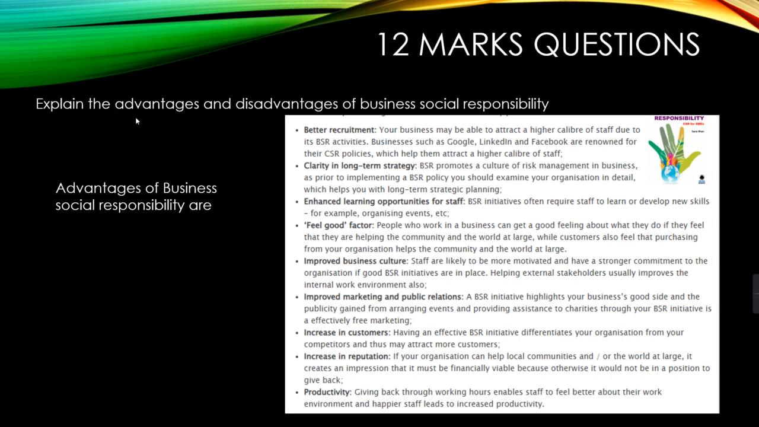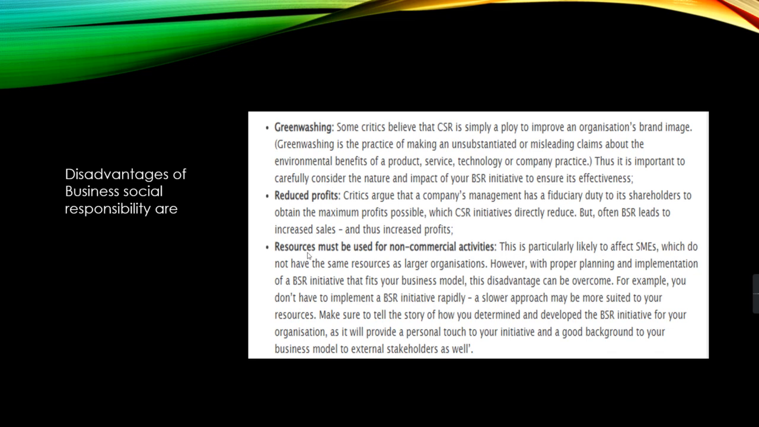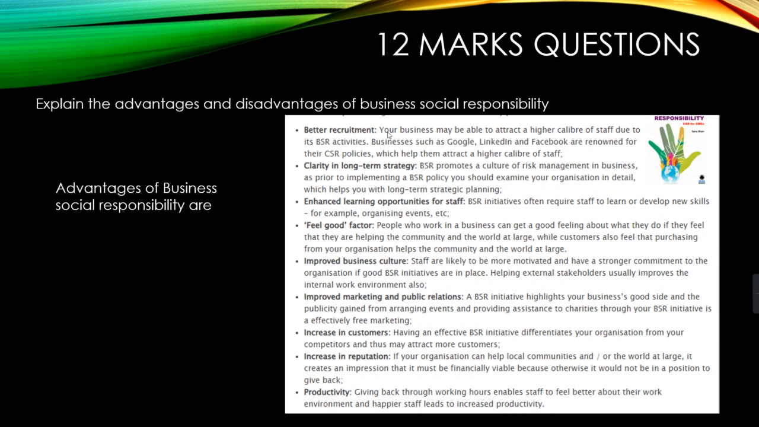What is expected is that you write the advantages and the disadvantages. For 12 marks, the evaluator may be expecting 6 advantages and 6 disadvantages, or 12 points overall, with equal importance for advantages and disadvantages. Here I have written the advantages of business social responsibility. See here, 9 points of advantages are there, and here 3 points of disadvantages. You can see the explanation is 2 or 3 lines.